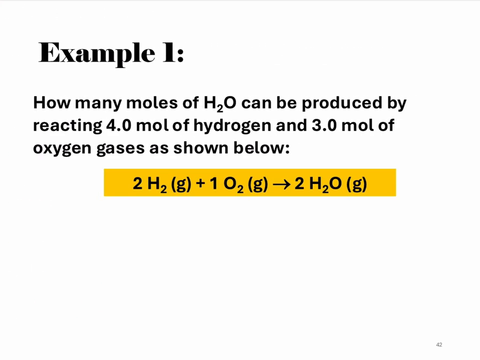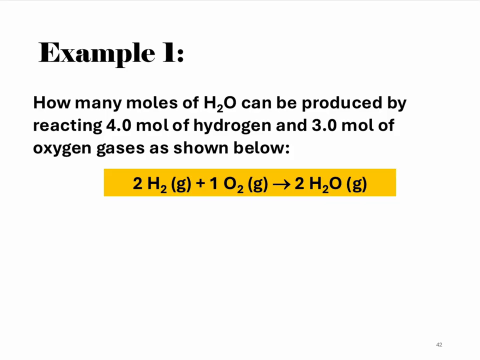All right, so here we have an example. How many moles of H2O, so this is the way a limiting reactant problem can be phrased. How many moles of H2O water can be produced by reacting 4 moles of hydrogen and 3 moles of oxygen as shown below? So we're asking, we have these two non-stoichiometric amounts. How do you know? Well, the mole amounts aren't equal to the coefficients, right? So it's a non-stoichiometric amount that's being made.